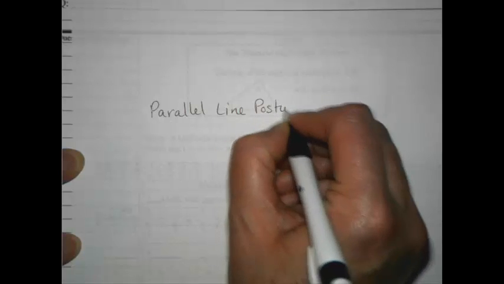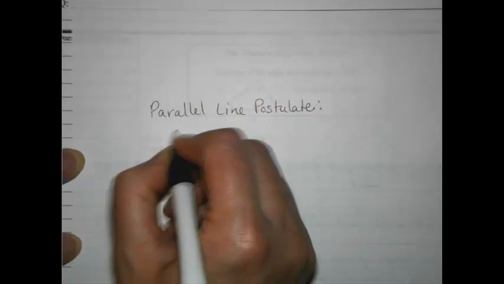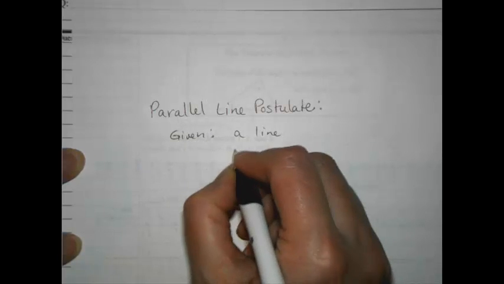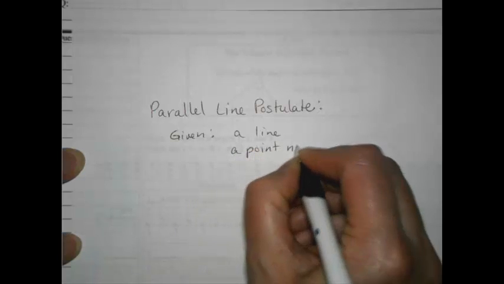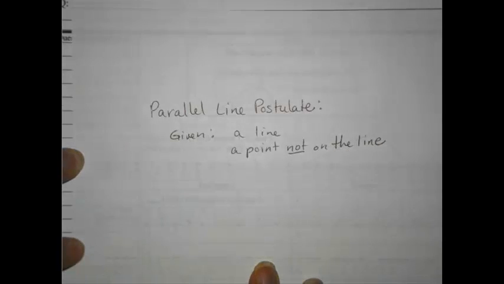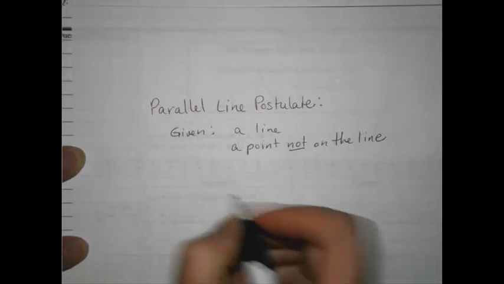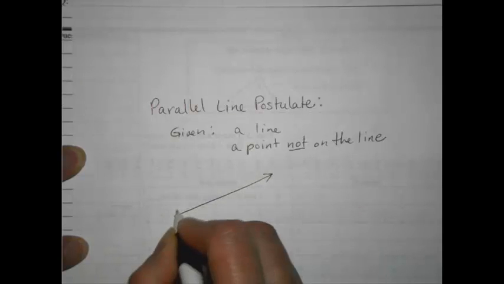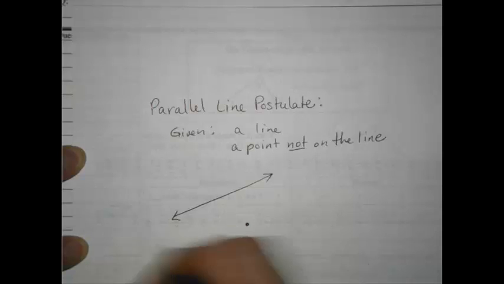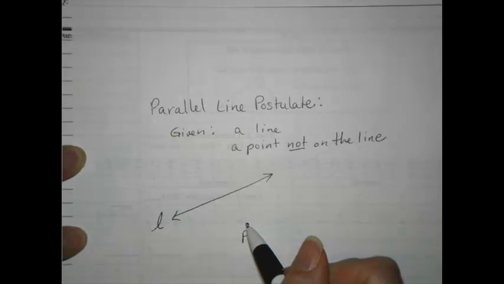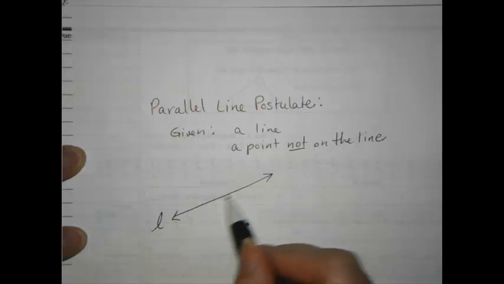The parallel line postulate says this. I'm going to write it out. If you're given 2 things, you're given a line and you're given a point that's not on the line. This postulate says something about a parallel line. Let's draw this out. So draw out a line, and a point that's not on that line. So let's say you've got line L and point P. The parallel line postulate can answer this question. How many lines would go through point P and at the same time run parallel to line L?